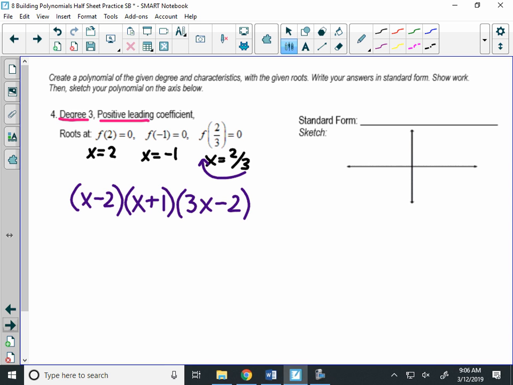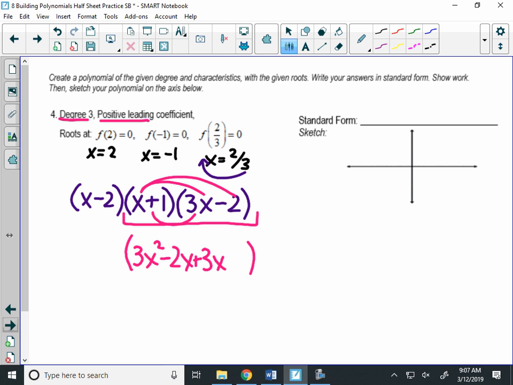Well, this is factored form, but we're looking for standard form. So my suggestion for you, I like to start on the right, but you can start wherever you want. I'm going to distribute those two factors together from the right. So I'll start here. 3x times x is 3x squared, minus 2x, plus 3x, minus 2.